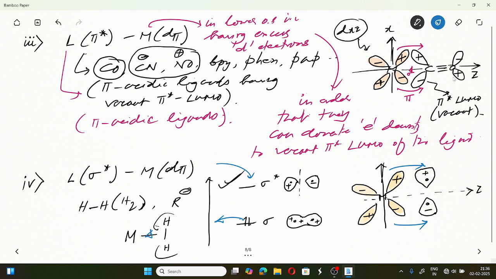Okay. So once again it is behaving as a pi acidic ligand, and of course for the metal to be pi basic, the metal has to be in a lower oxidation state, that is, having excess d electrons. Okay, so these are the four types of pi bonding that can be explained in terms of valence bond theory.